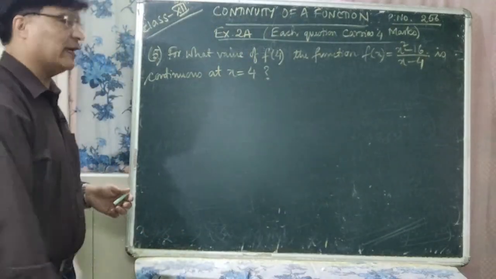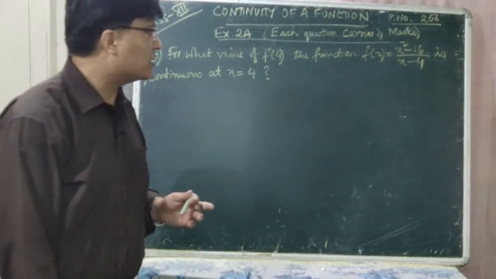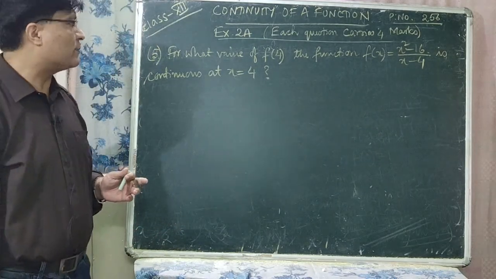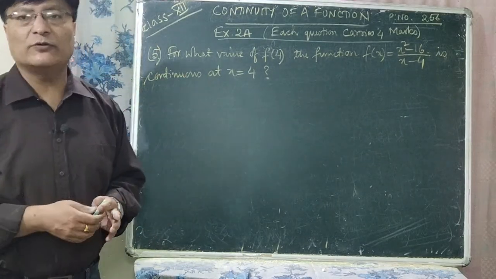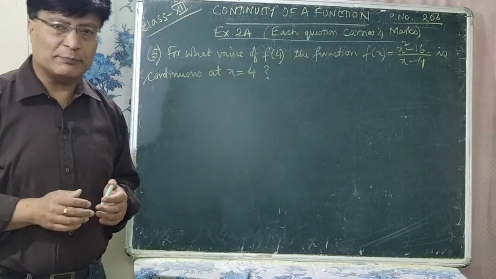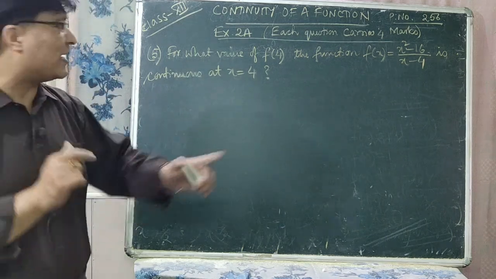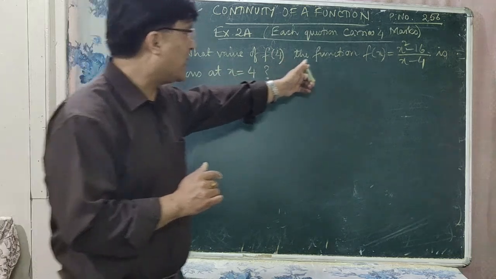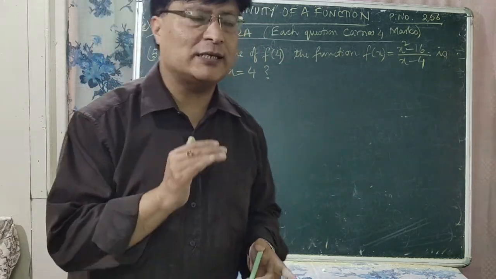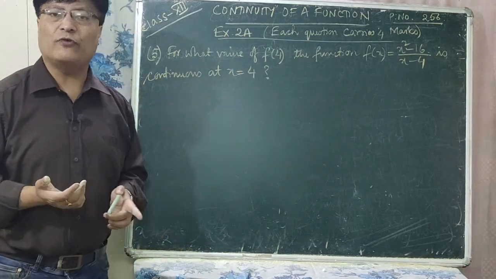Now we'll do question number 5. For what value of f of 4 the function f of x is equal to x square minus 16 divided by x minus 4 is continuous at x is equal to 4. So you have to find out the value for f of 4. That means you have to find out the value for f of x when x exactly equal to 4, so that this function is continuous at x is equal to 4.